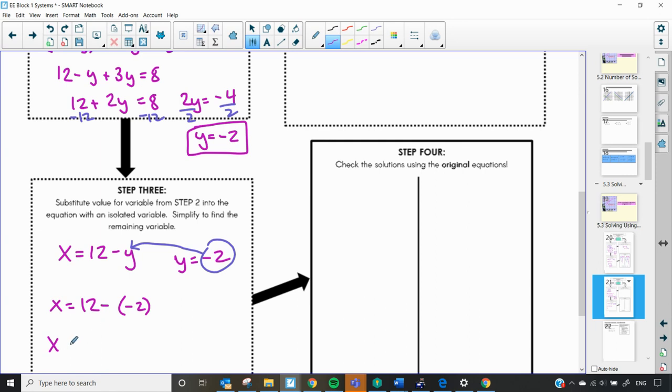So 12 minus negative 2 is 12 plus 2. That's x equals 14. Again, we can't be done unless we've checked our work. So we're going to do a left side, right side verification here.